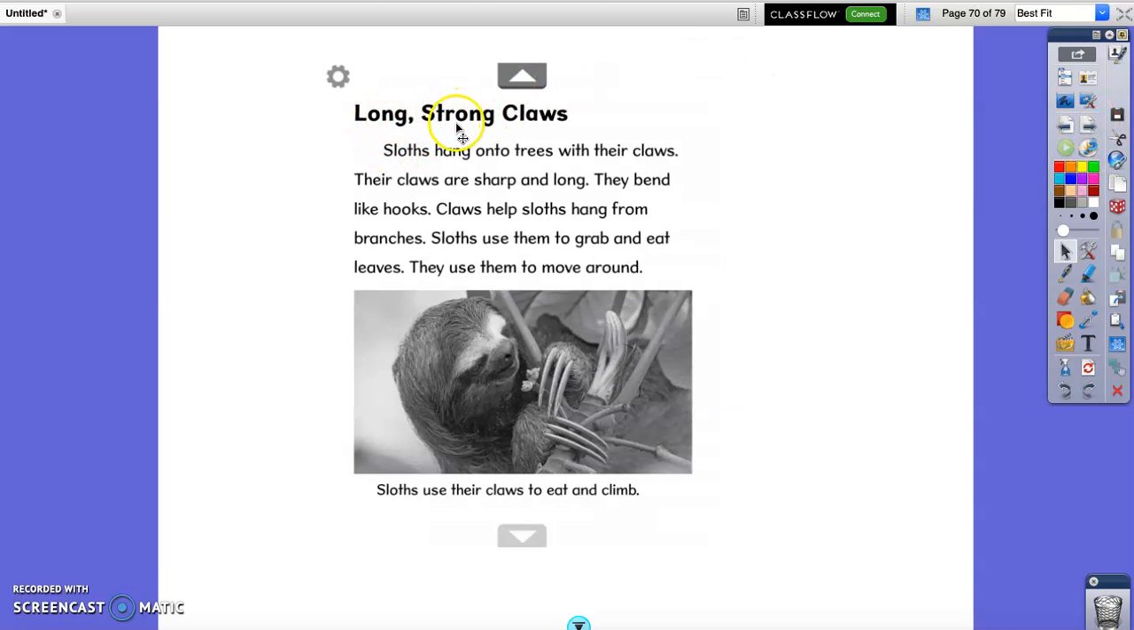Long, strong claws. So we're going to learn about their claws in this part, okay? Sloths hang onto trees with their claws. Their claws are sharp and long. They bend like hooks. Claws help sloths hang from branches. Sloths use them to grab and eat leaves. They use them to move around. And then the caption says, sloths use their claws to eat and climb. So you see how he's hanging on with his claws, and then he's eating. He's got something going into his mouth.